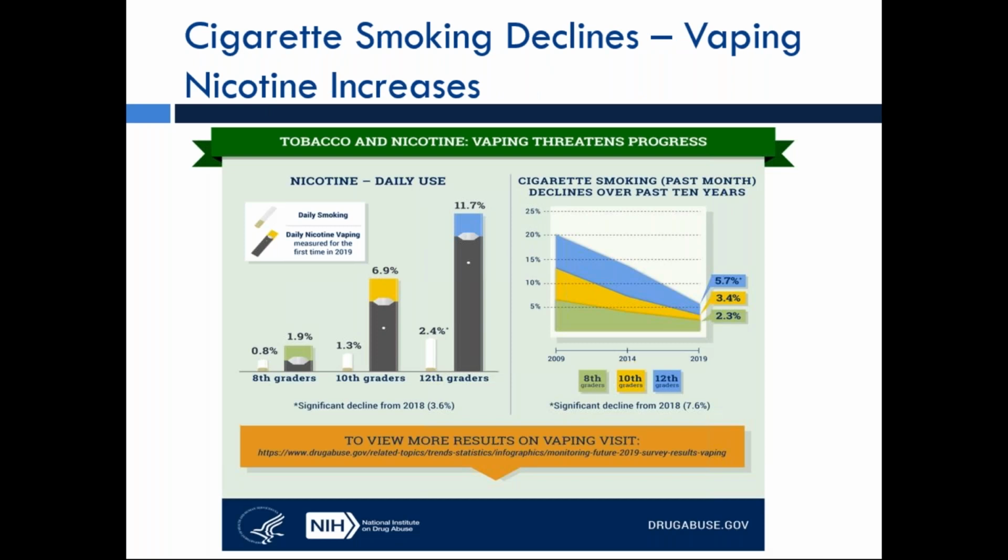Last focus of our substance use patterns is on nicotine. This slide shows the most recent Monitoring the Future data related to nicotine use. First, look at the chart on the right. This slide shows the continued decline in past month cigarette smoking, so very positive there. But on the left, we're seeing a comparison of daily use of smoking and of vaping. You can see that daily cigarette use is quite low. In fact, the rate for the 12th graders of 2.4% is a significant decline from the previous year. But you can see that the prevalence rate of daily nicotine vaping is significantly higher than use of cigarettes.